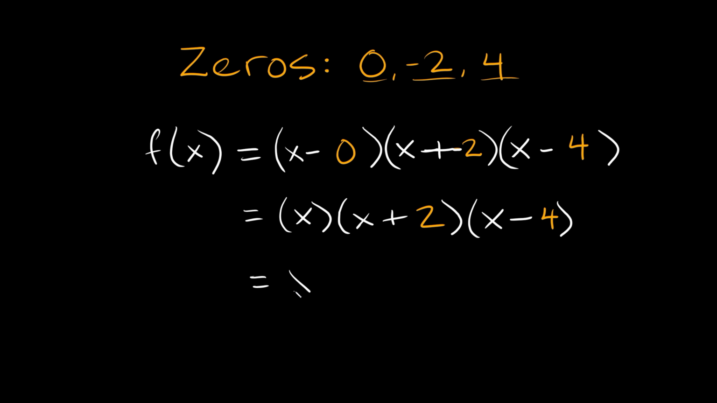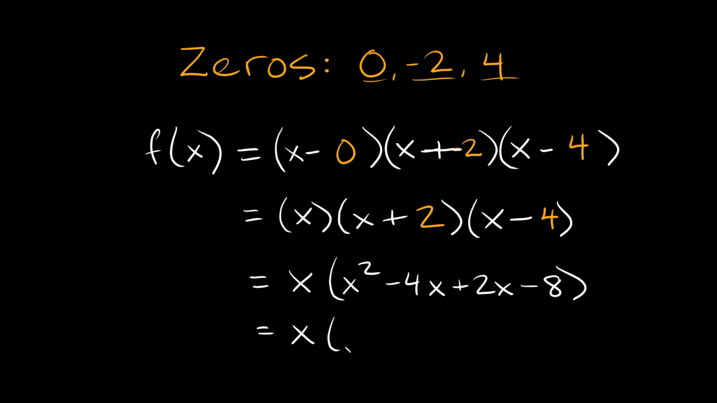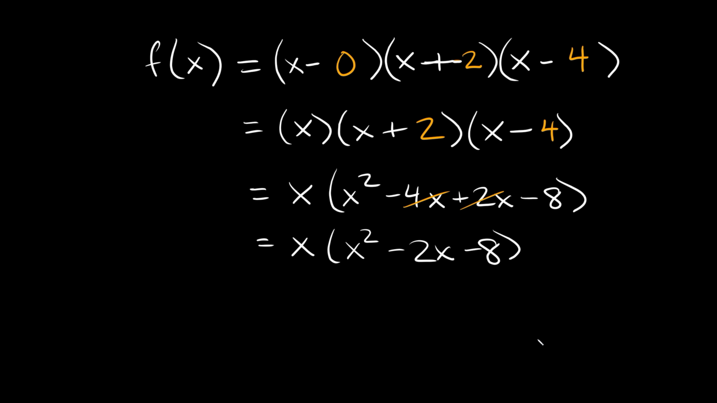So let's bring down this x right here, and let's multiply these two binomials together first, right? We could just FOIL. So then here we're going to get, let's see, x squared, and then x times -4 is -4x. Here 2x times x is positive 2x, and then positive 2 times -4 is -8. All right, so then here this is going to be equal to, we still have that x out here, and then let's simplify what's in here. So we have x squared, and -4x plus 2x, that's equal to -2x, and -8. Okay, and we'll scroll down a little bit here.